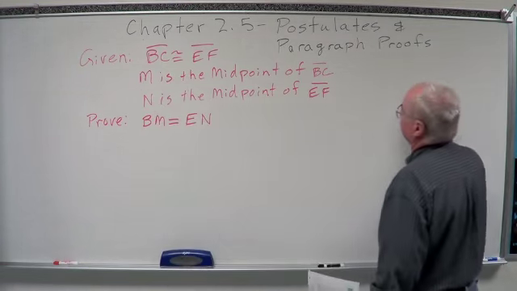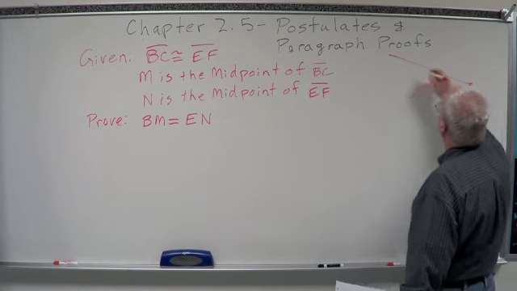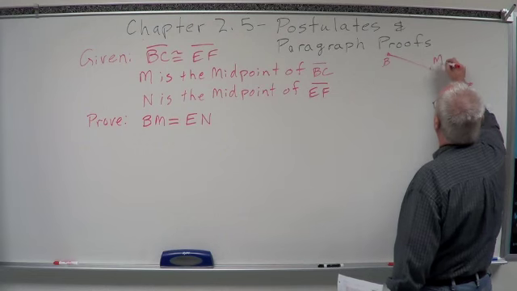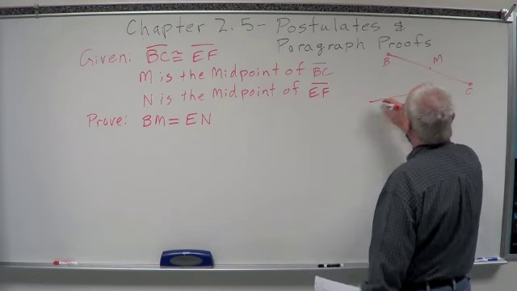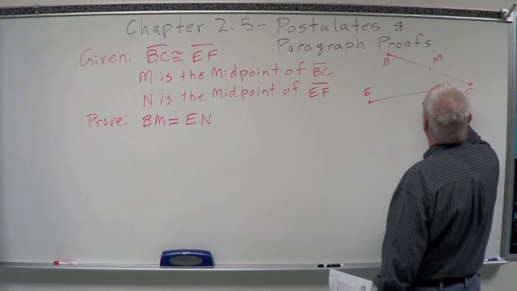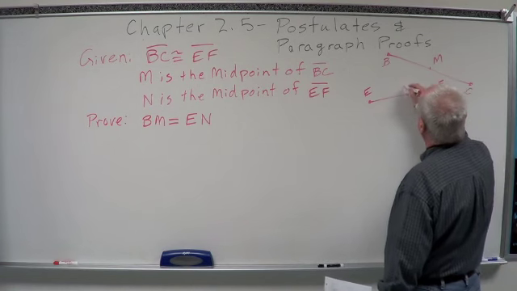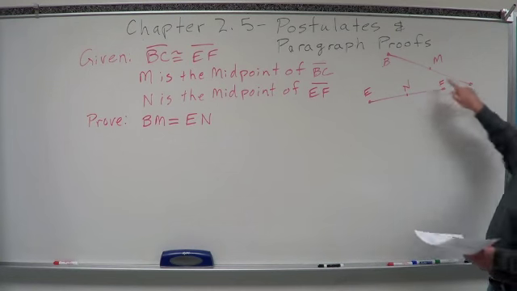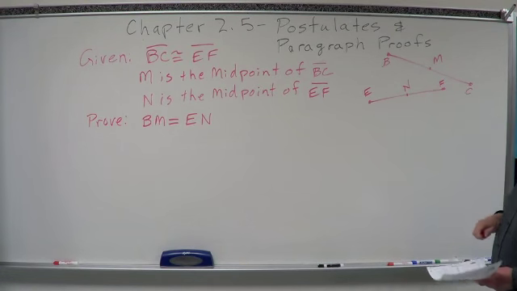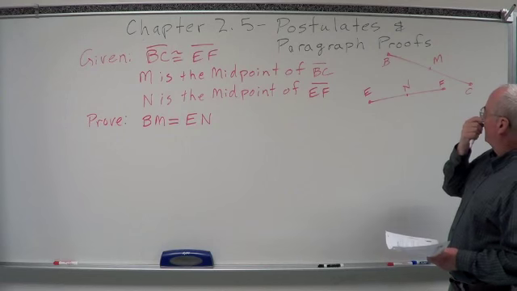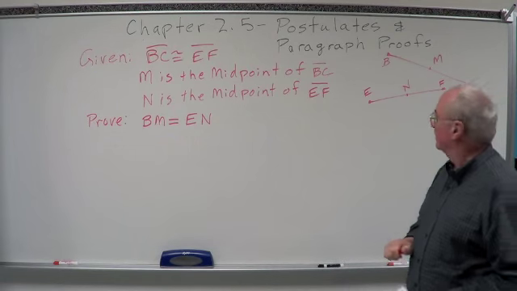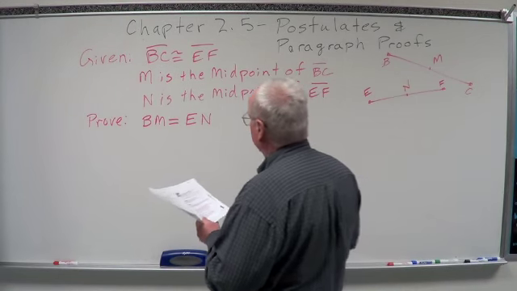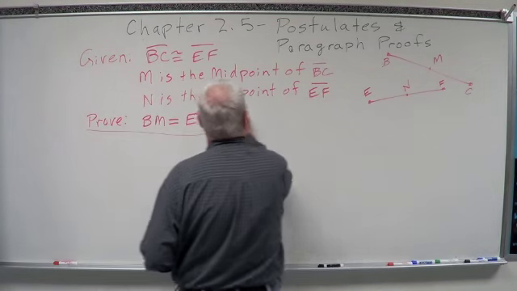Now, let's draw a little picture over here. Okay, we have two segments. We know that segment BC is equal to segment EF. We know that M is the midpoint of BC. We know that N is the midpoint of EF. Okay? So, here goes our proof.